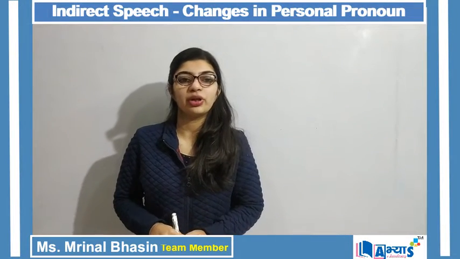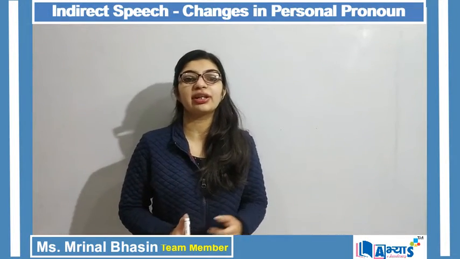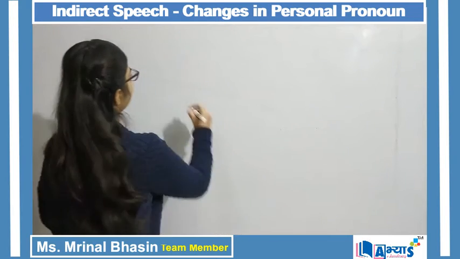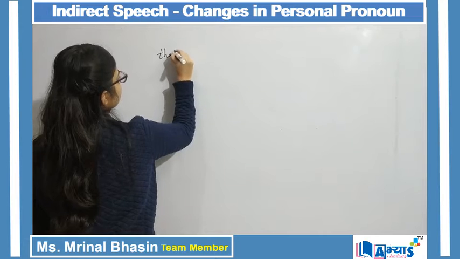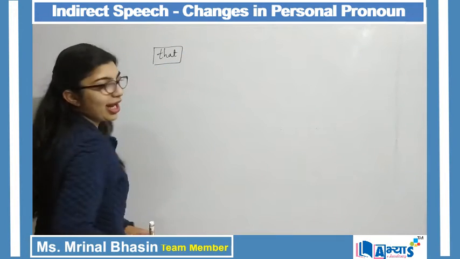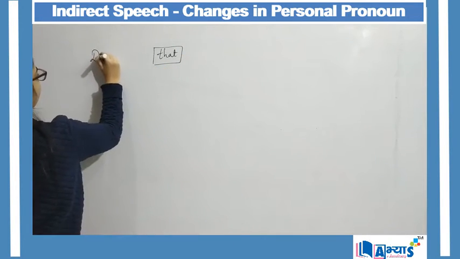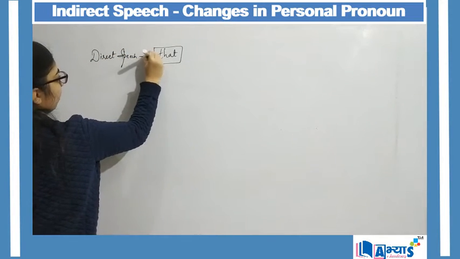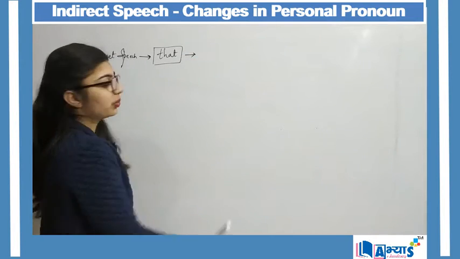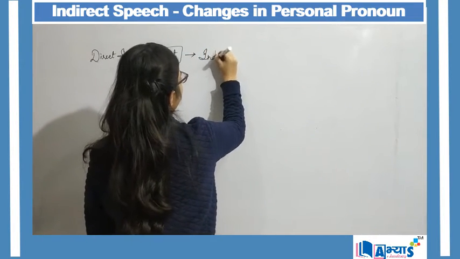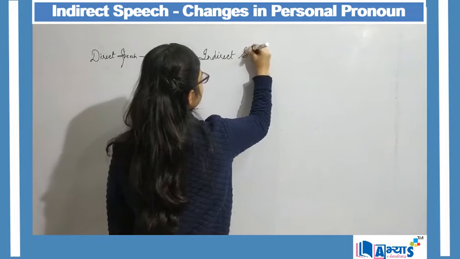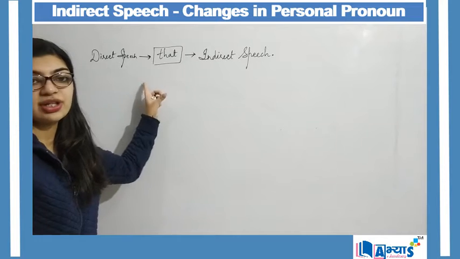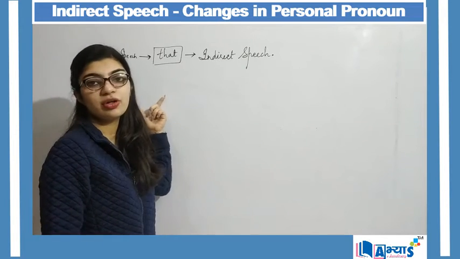Now one important point is that whenever we are converting a direct speech into indirect speech, we will always make use of the word that. That is used for converting direct speech. We make use of that to convert it into indirect speech. So direct speech changes into indirect speech with the usage of that.